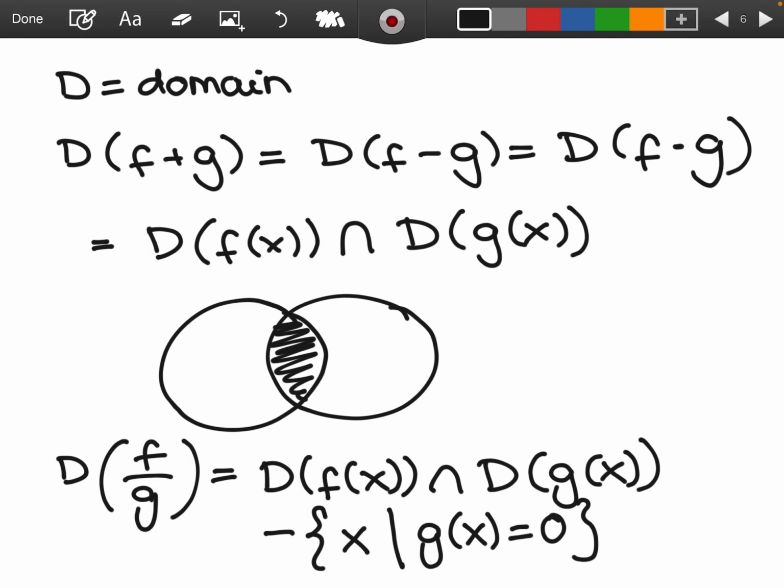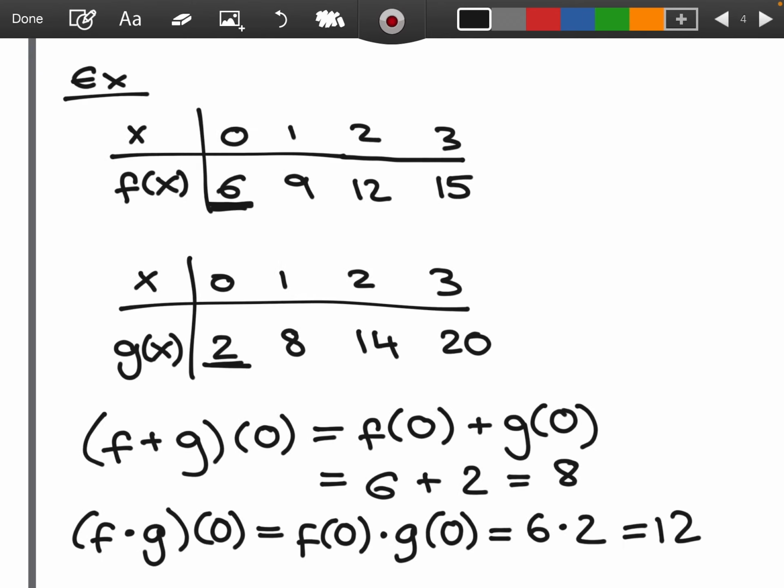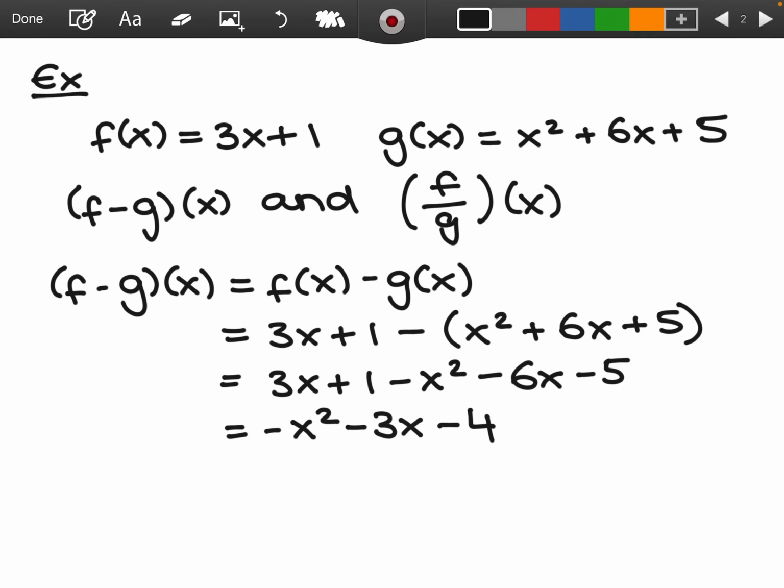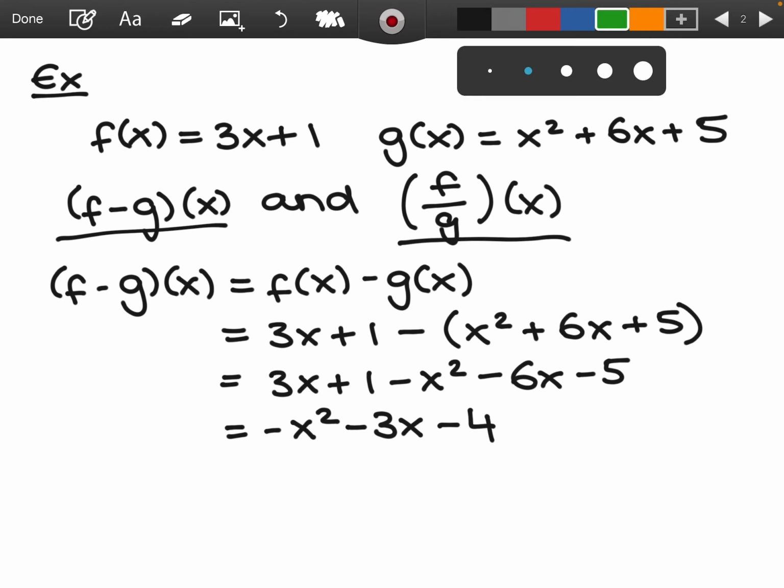I'm going to go back to our other examples and then look at the domains of those, because they are very interesting functions where there's something that we have to be aware of in each case. So starting with this particular example, I'm going to look at the domain of f minus g of x, and I'm going to look at the domain of f over g of x. We'll do this in a different colour.